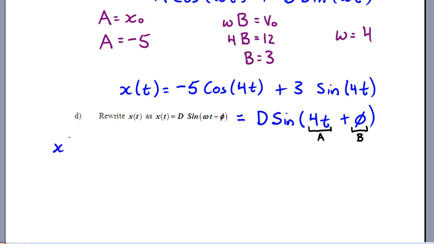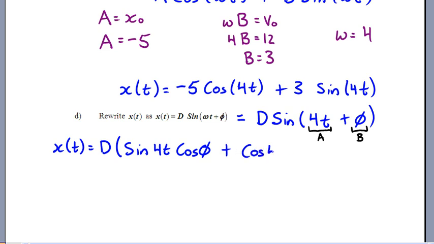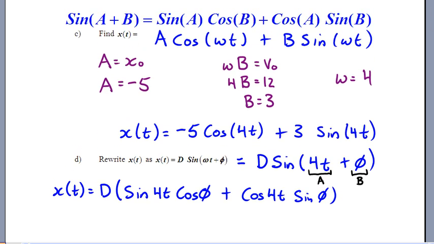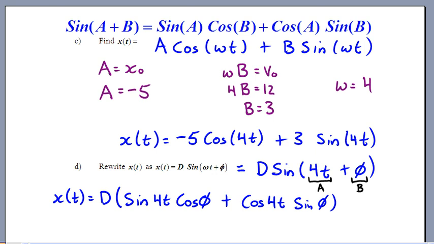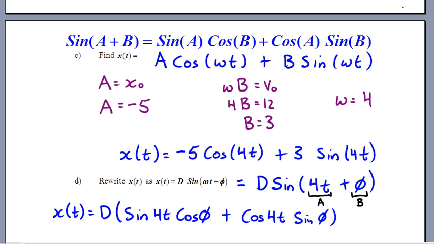So expanding it out, it gets bigger and uglier before it gets better. Let's leave the D out front for a minute. Using the trig identity, you would have the sine of 4t, cosine of phi, and then plus the cosine of 4t times the sine of phi. So all I've done is use that trig identity up there at the top of the page and said, okay, 4t is A and phi is going to be the B.